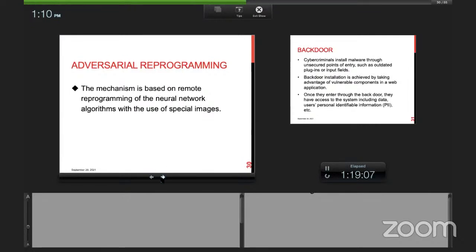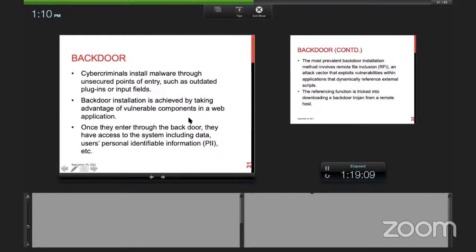Since all of you have heard the name of backdoor attack and Trojan horse, we are not going into all the details. Cyber criminals may install malware through unsecured points of entry. Remember I have told you how the inputs are fed to your algorithms. Those are unsecured if you do not take enough precaution.